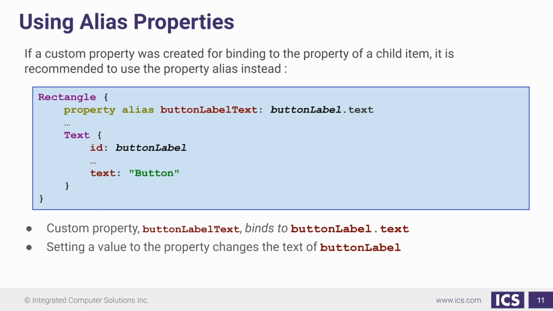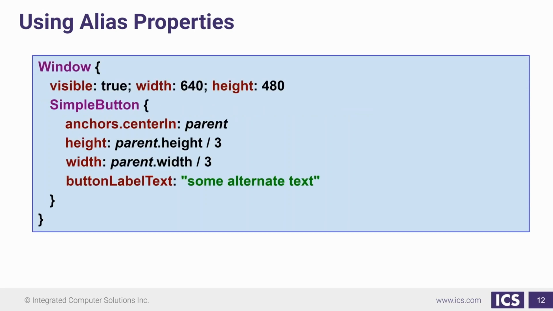It's important to remember to use alias anytime that you're accessing the property of a subchild that you want to expose it. So now if we look at how we've assigned this value, you can see that we assign the value just like any other property of our simple button. We just simply provide a new text string and it automatically gets updated accordingly.